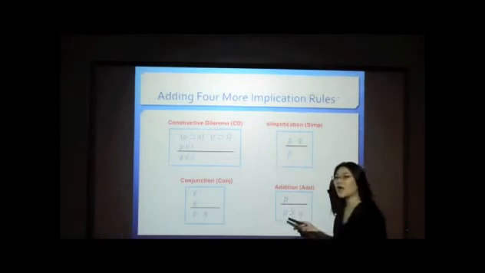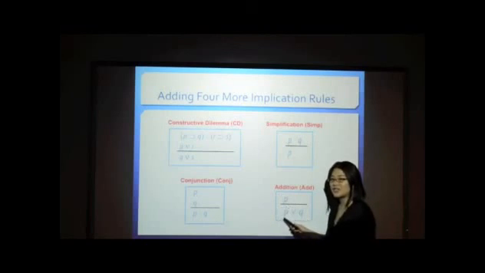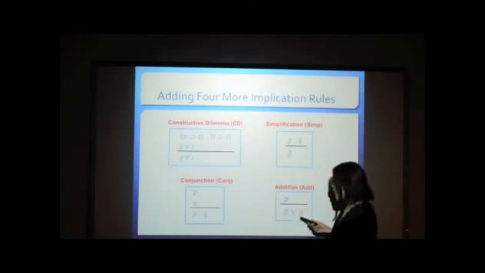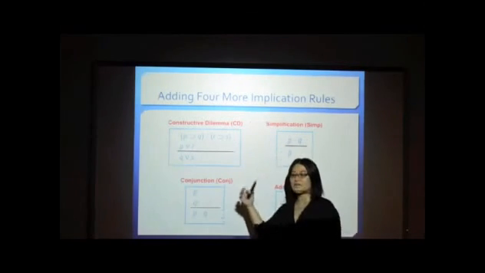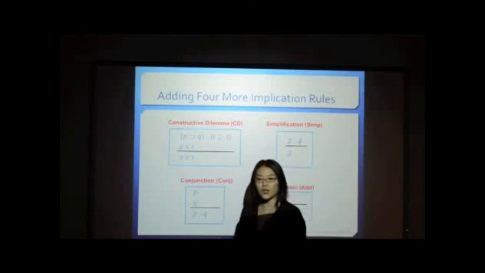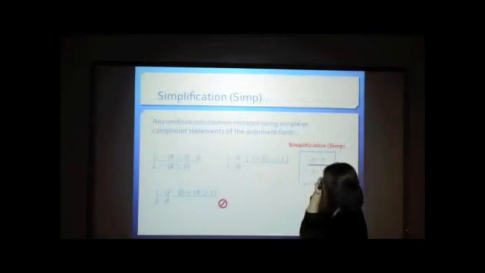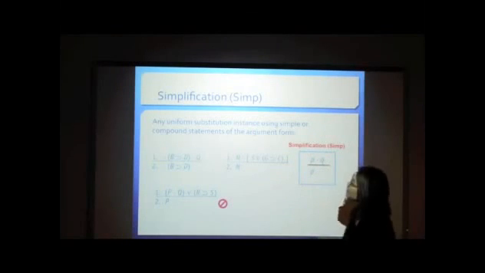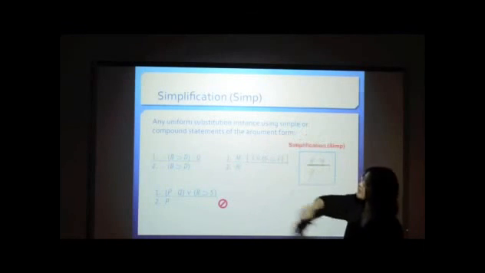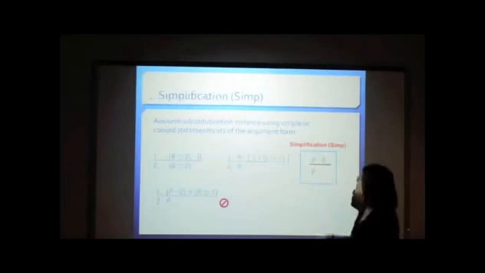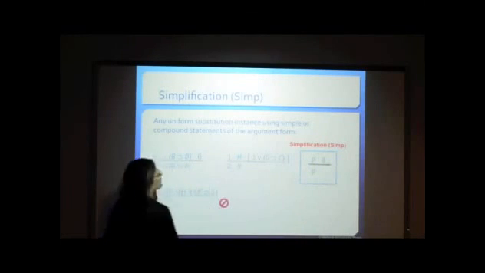But if in what you have, you don't have anything else except for one of the disjuncts that you'll need, then you should think, I'm going to have to use addition. So those are the ways that you should think about how these inference rules will work for you in the natural deductive proof. Okay, so let's look at simplification in a little bit more detail. Simplification is any uniform substitution instance, using simple or compound statements, of the argument form. So this is the form of simplification, and here are two examples of simplification.